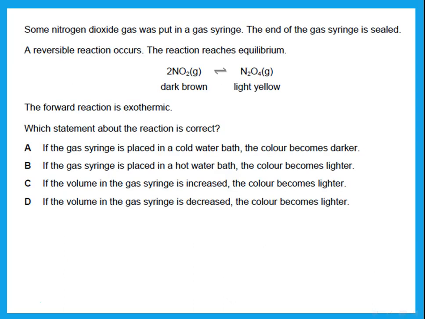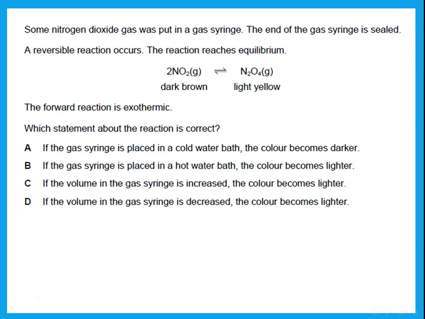Okay. Some nitrogen dioxide gas was put in a gas syringe. The end of the gas syringe is sealed. A reversible reaction occurs. The reaction reaches equilibrium, and he gives you an equilibrium reaction. The forward reaction is exothermic. Which statement about this reaction is correct? Now notice that this is an equilibrium reaction.